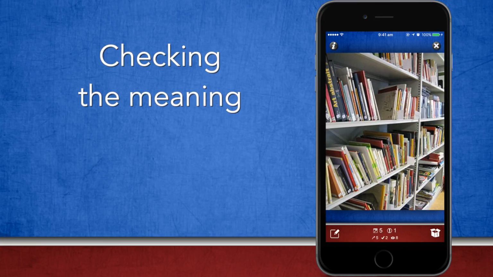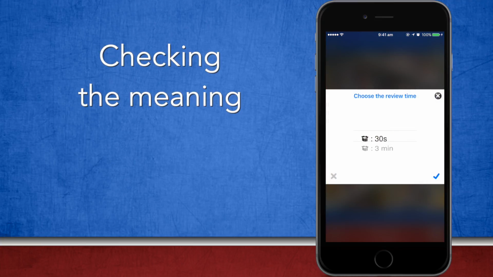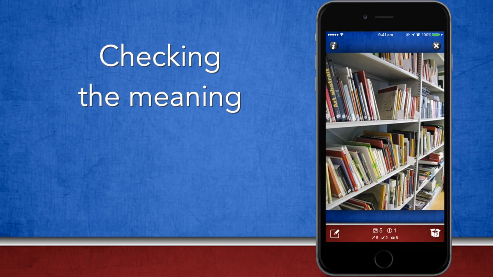If you're sure that you got the item right, you can tap the box button to mark it as correct and put it in one box higher than it already was. Or you can press and hold the box button to manually pick which box you want it in and when you want to review the word next.